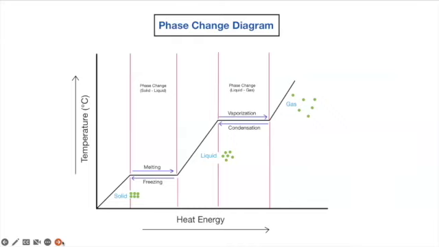Some terms to know here too: melting is when we go from a solid to a liquid. Freezing is when we go from a liquid to a solid. Vaporizing or vaporization is when we go from a liquid to a gas, and condensation is when we go from a gas to a liquid. Sometimes the temperature changes really, really rapidly, and we can go from a solid to a gas, and this is called sublimation.